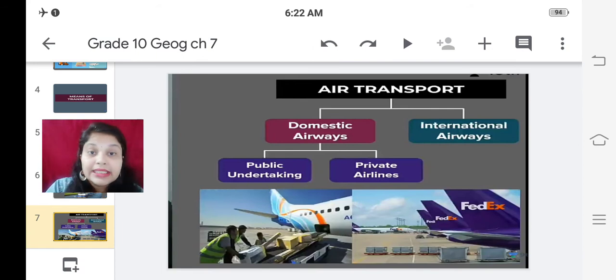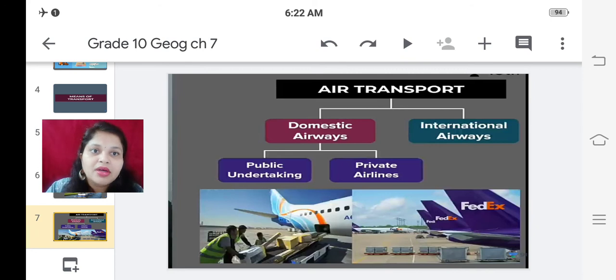Further, the third means of transport is air transport. Again, it is classified into domestic airways and international airways. Now you must have understood the meaning of this also. Domestic airways means transportation which takes place within the country, from one state to another, from one city to another.